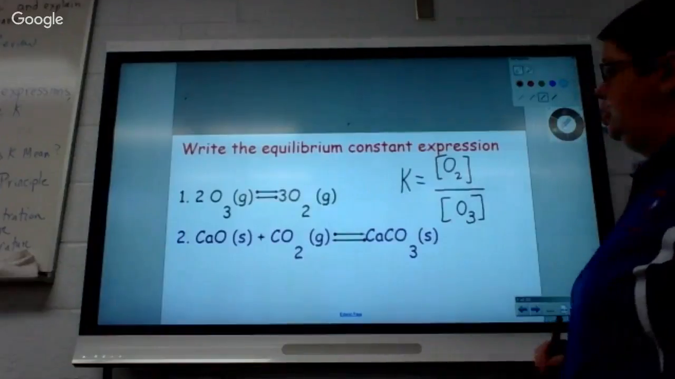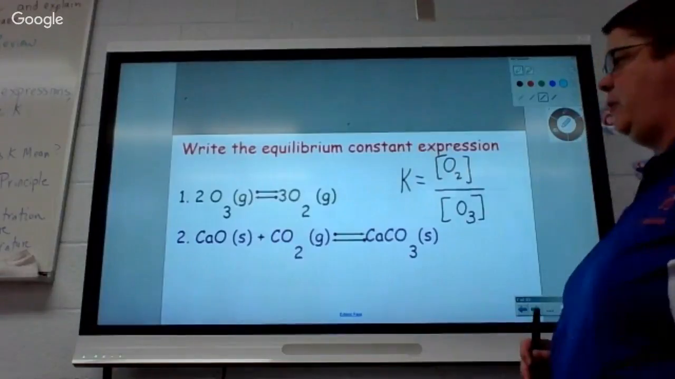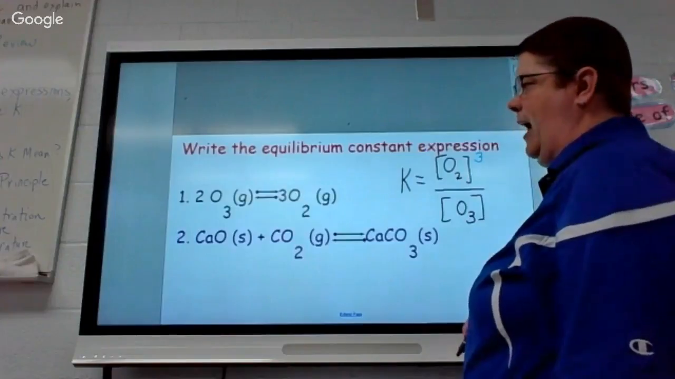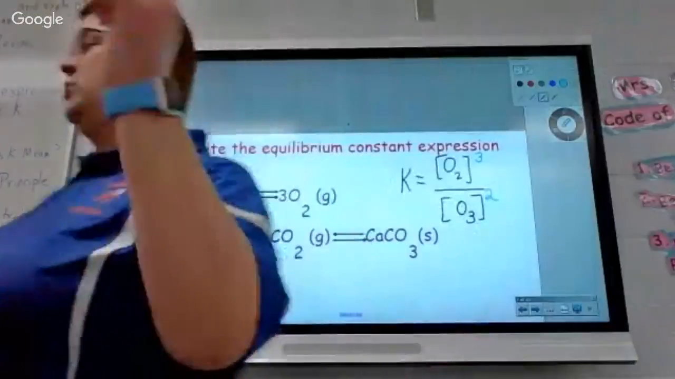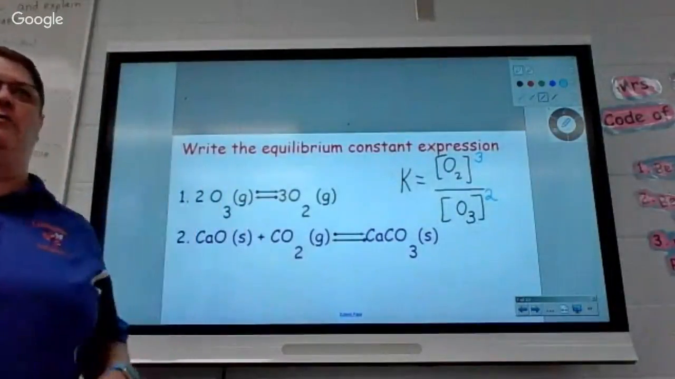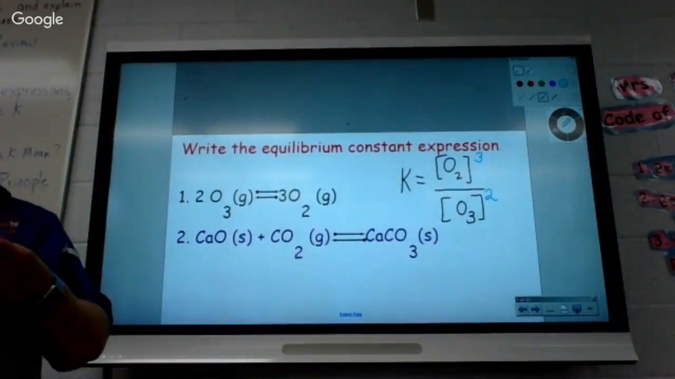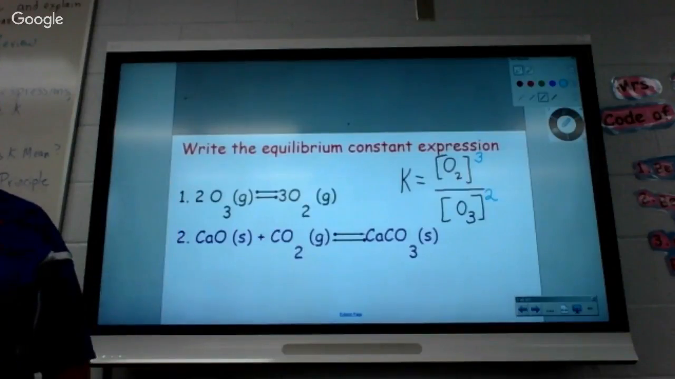Step two, my coefficients become what? Exponents. So what exponents on my product? 3. What exponents on my reactant? Do I have any states for step 3 that need to cancel out? So do I have a solid or a liquid in step 3 that I need to cancel out? No. So that's number 1. They all stay. Are you with me? Yay or nay? Yes. Okay.